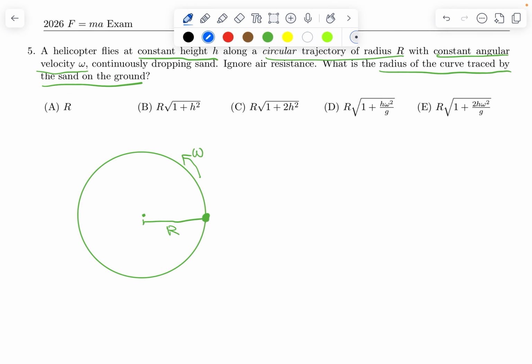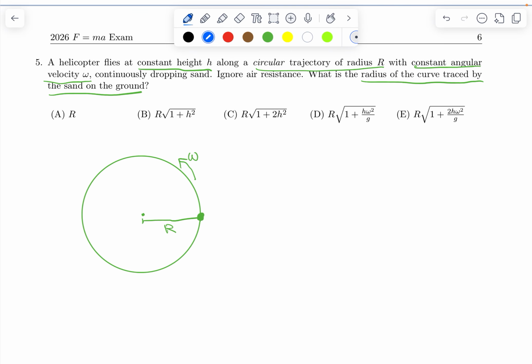Well, before it leaves the helicopter, it's just going to be traveling at the same speed as the helicopter. So the instantaneous velocity of the helicopter at any point on the circle is just tangent to the path. So this is the V of helicopter, and that is also the direction that the sand will travel in. And that is going to be equal to, from rotational kinematics, r omega. Okay, so we know that the sand travels this way once it leaves the helicopter.